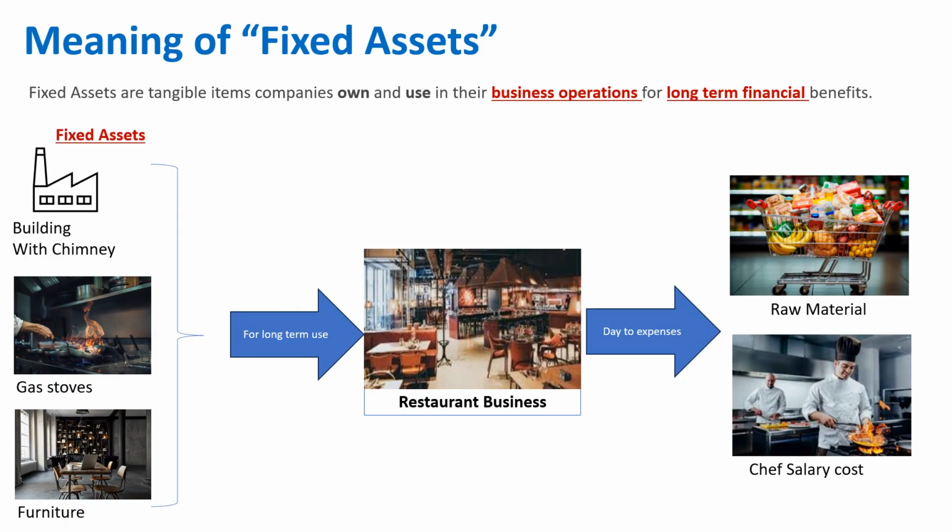But what you see on the left side is the one-time investment made by the company so that you get long-term financial benefit. By using these assets, along with your day-to-day expenses, you are generating revenue, correct? So items like chimney, gas stoves, and furniture are called fixed assets.